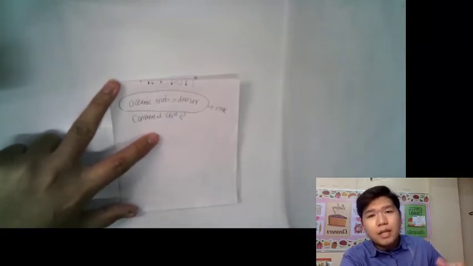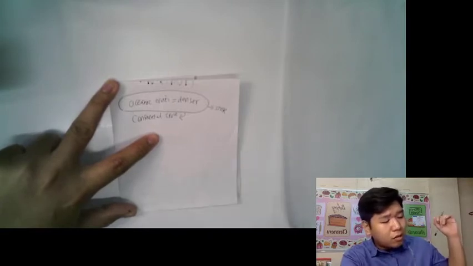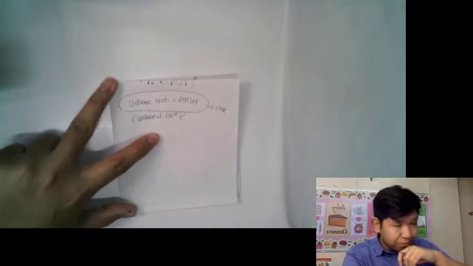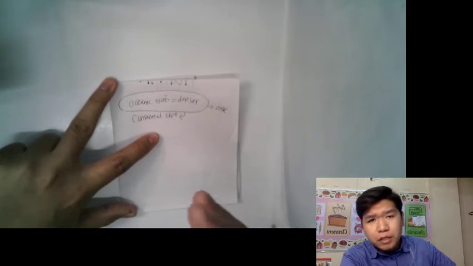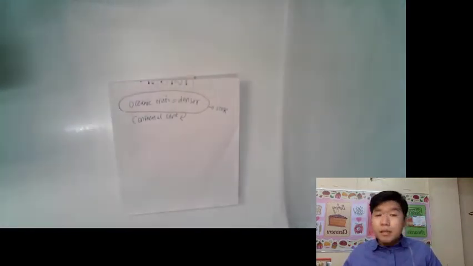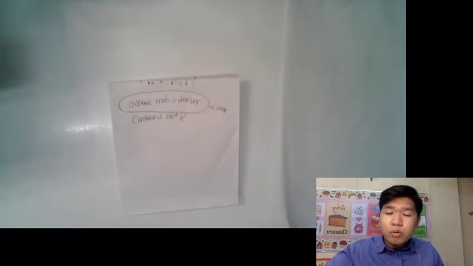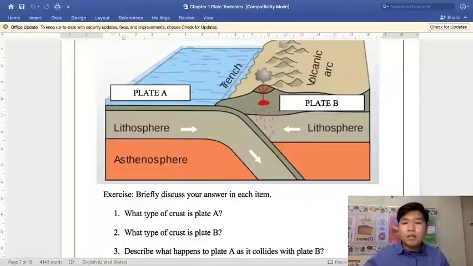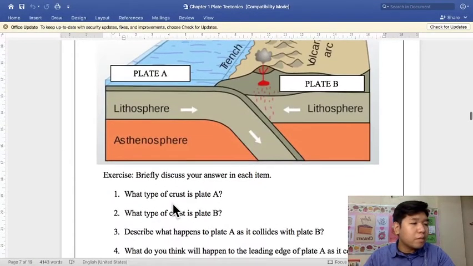As far as I know, continental crusts are made of granite. They're less dense. Oceanic crust also contains a lot of water particles, a lot of particles that come from the ocean, making them a lot denser compared to a continental crust. Okay? Let's go through the next few numbers over here.